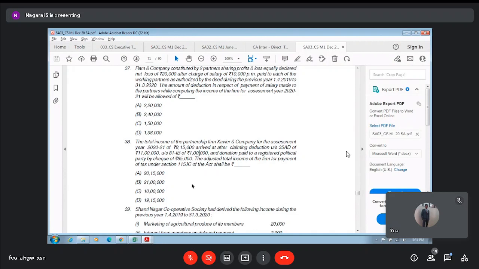Is it 20 lakhs 15,000, or is it 20 lakh 15 plus 85, 21 lakhs? Or is it 20 lakhs 15,000 minus 85,000? Or is it 8 lakh 15,000 minus 85,000 plus 12 lakhs? What is the amount?